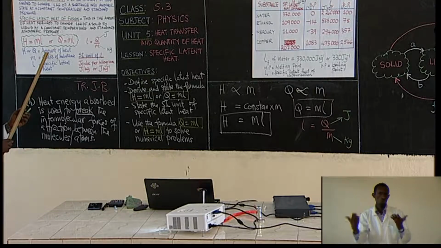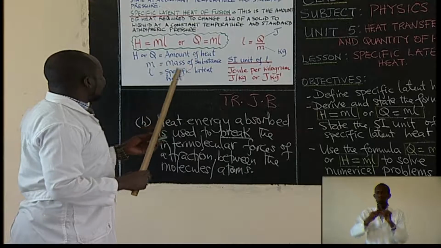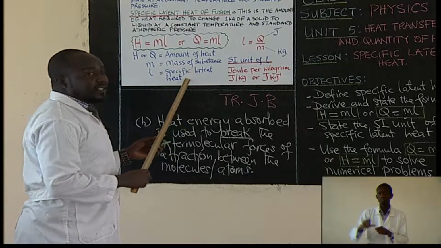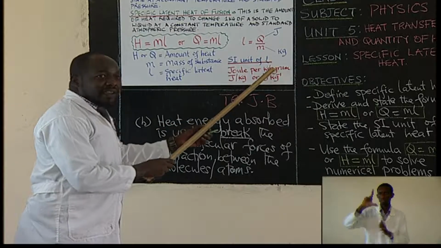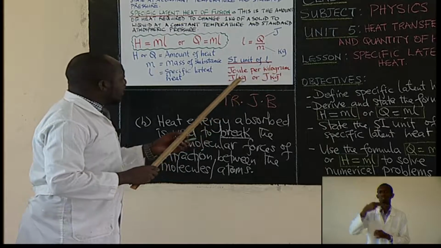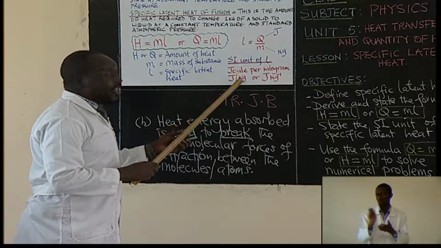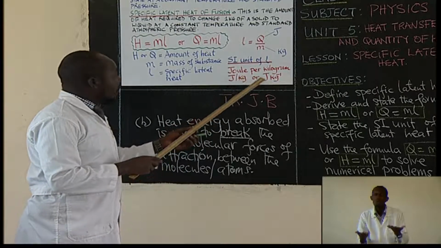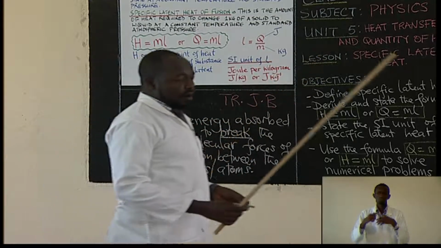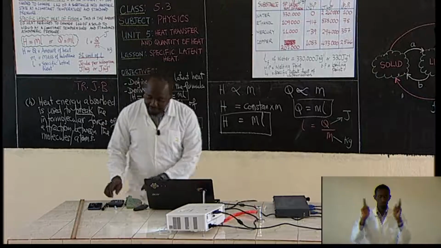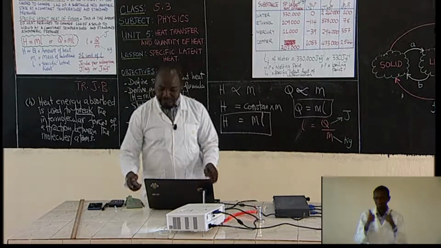And so if you come back with me here, that's why we are saying H or Q is amount of heat, m is mass, and L is specific latent heat. So the SI unit of L is joule per kilogram. You can also write it as J/kg. That is joules per kilogram. We can also write it as J kg^-1. I hope that is great so far.